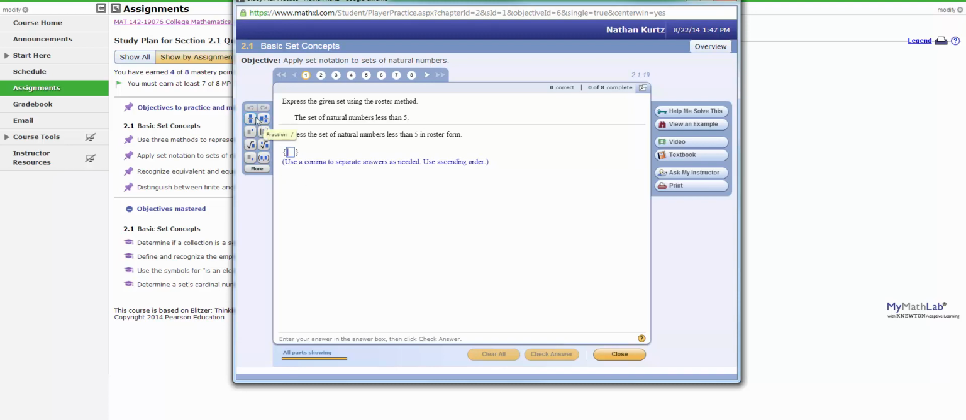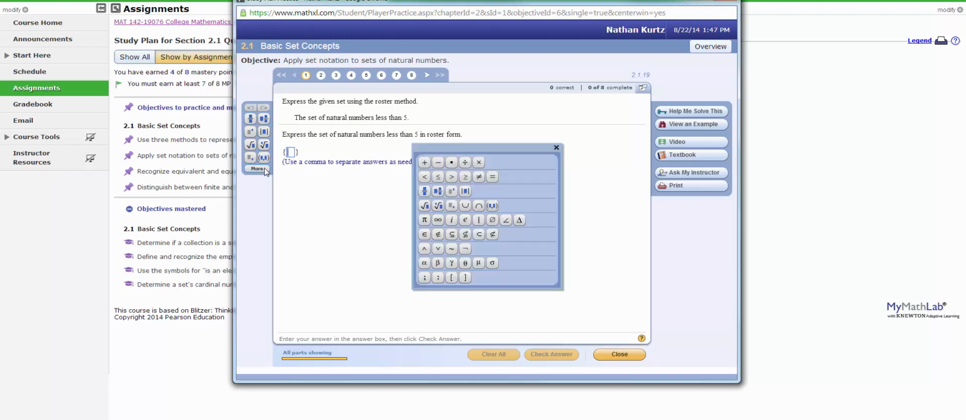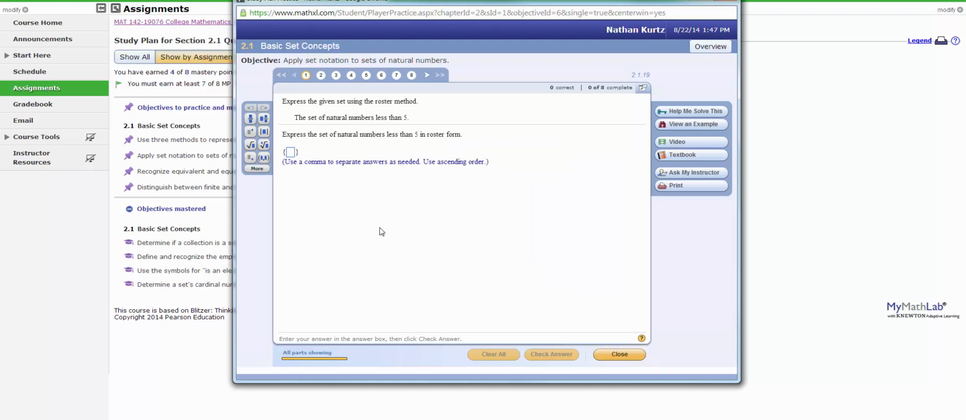For instance, if you need fractions or any of the math symbols, over here on the left-hand side gives you everything that you need to type in your answer. You do not need to show your work with MyMathLab unless the instructor has requested you to do so. MyMathLab simply wants the answer. You do your work on your own, and then you put the correct answer in the box.